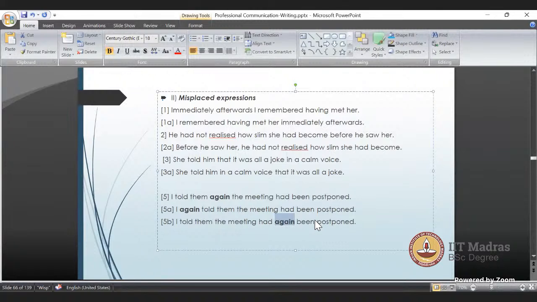There is another word like this in English. Can you tell me what that is? There are many such words, but one very common word. Like again. So look at that. I told them again the meeting had been postponed. So: I again told them the meeting had been postponed. I told them the meeting had again been postponed. Okay, in both cases you get different readings. What does the first sentence mean?